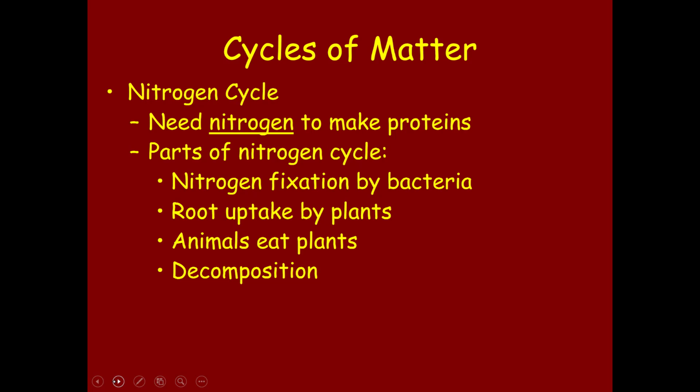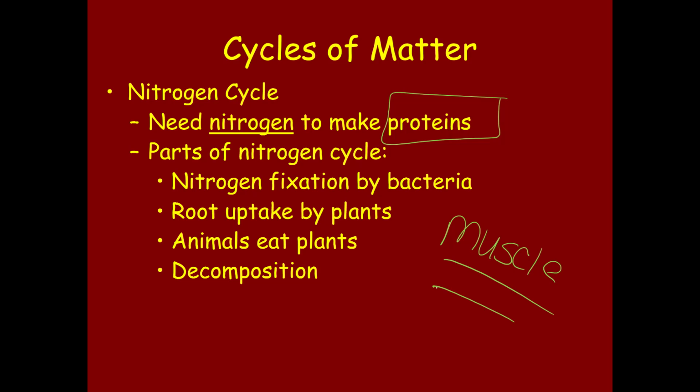Now the next one we're going to look at is what's called the nitrogen cycle. Why we need nitrogen is so that we can make proteins. Proteins are super important for muscle building. We need proteins to keep us alive, to keep us healthy, and to provide us with muscle. There are a couple of major parts of the nitrogen cycle.